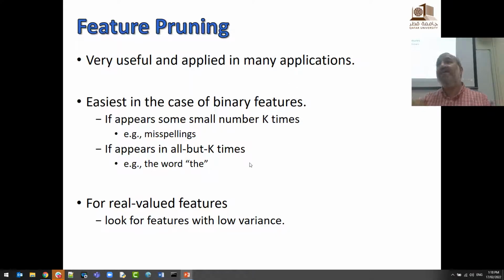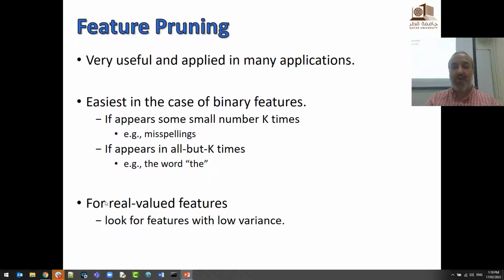So we can compute the variance for each feature, and the feature that has very low variance, that means it doesn't change a lot across different examples, and thus probably it is useless. Okay? Did you get the idea here or not? Any question about this?